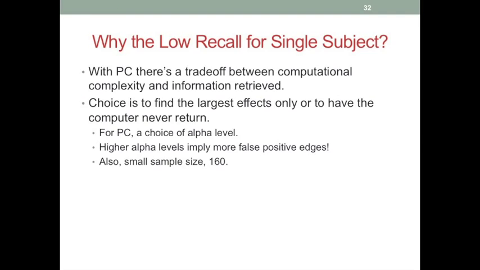Why the low recall for single subjects? Well, with PC, there's a trade-off between computational complexity and information retrieved. The choice is to find the largest effects only, or to have the computer never return. There's a little more to it than that. For PC that is a choice of alpha level. Higher alpha levels imply more false positive edges, and the sample size is very small for single subjects.